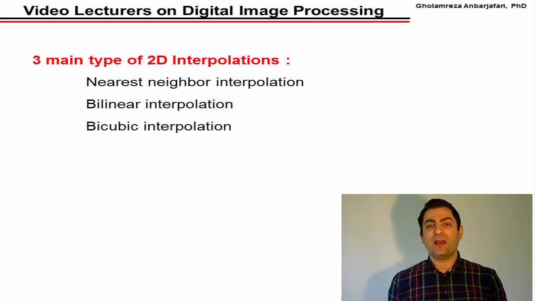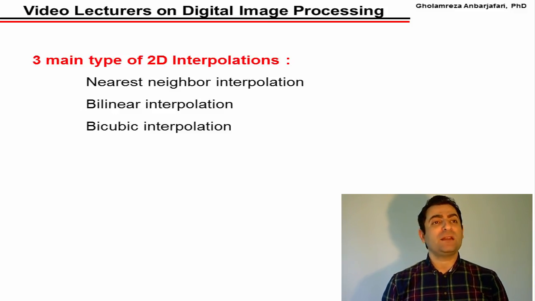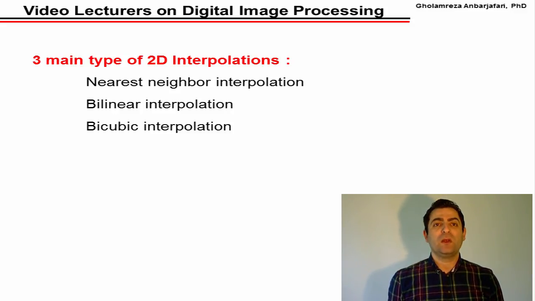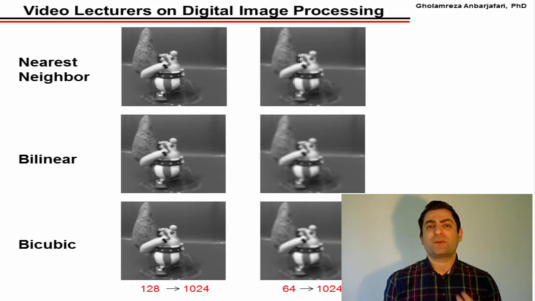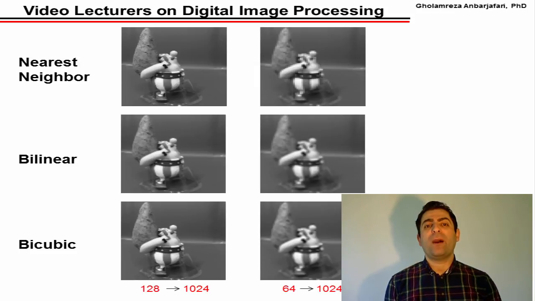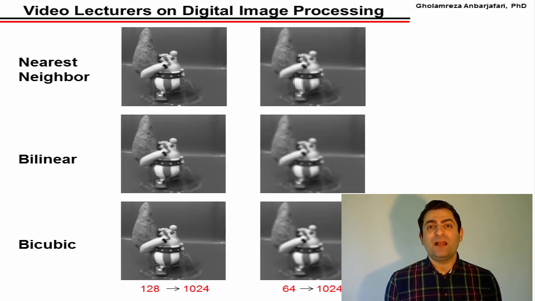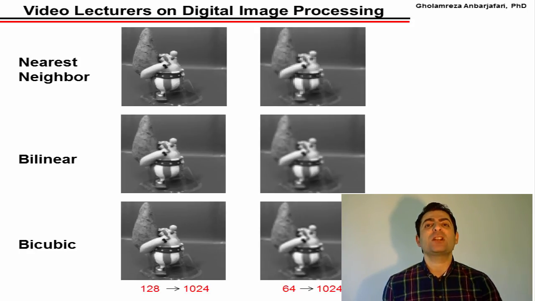And in bicubic, we are using 4x4 neighbors, so a total of 16 pixels, and we are fitting a third degree polynomial in order to find out the unknown values. Now here in the slides, you can see the photo which has been zoomed by using nearest neighbor, bilinear, and bicubic techniques. As you can see, the nearest neighbor produced some checkerboard or blocking effect. And this is not good.